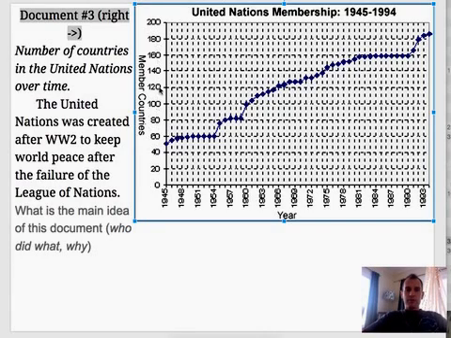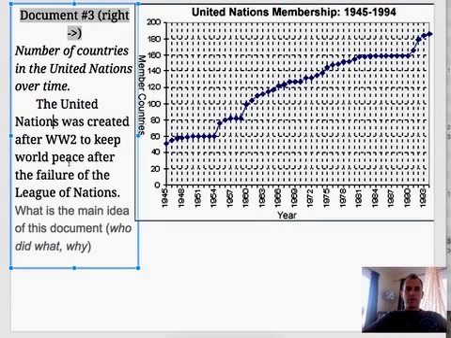Here's the number of countries in the UN here, and the years this way. So this at the bottom here is closer to our time. This up here says number of countries in the UN. The United Nations was created after World War II to keep world peace after the failure of the League of Nations. What is the main idea of this document?